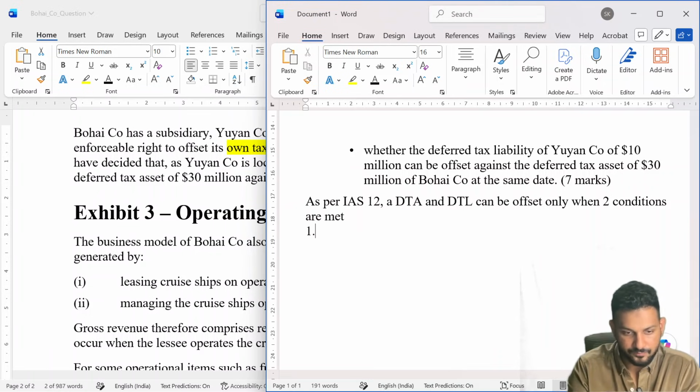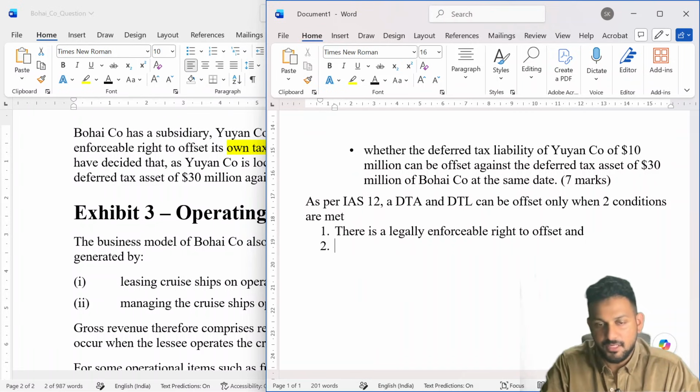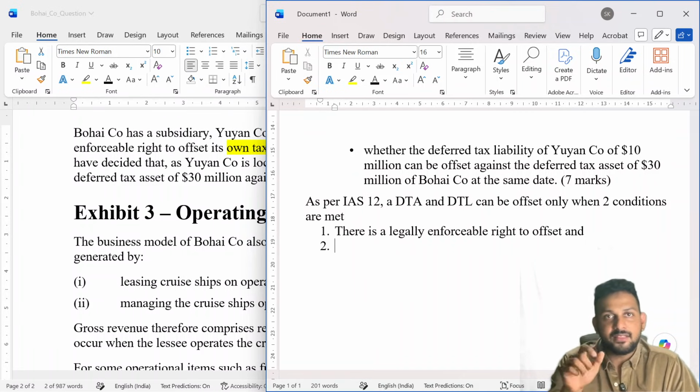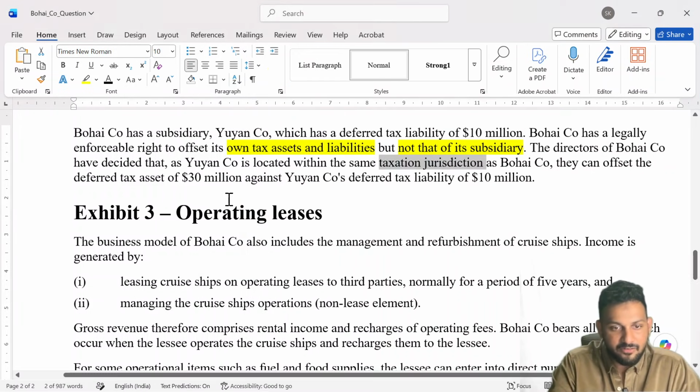What are the two conditions? First one, there is a legally enforceable right to offset. That means it should be allowed by the government. So here the government is not allowing the offset, isn't it? They're saying that the offset is not applicable with the subsidiary, so the government is not allowing it.